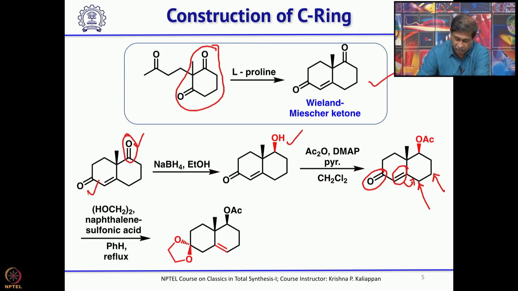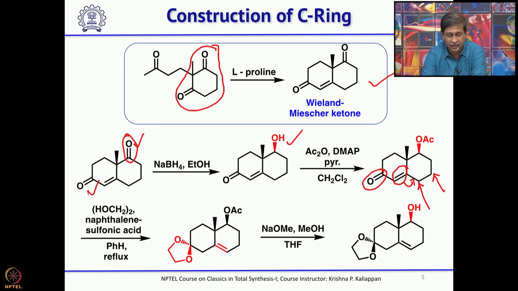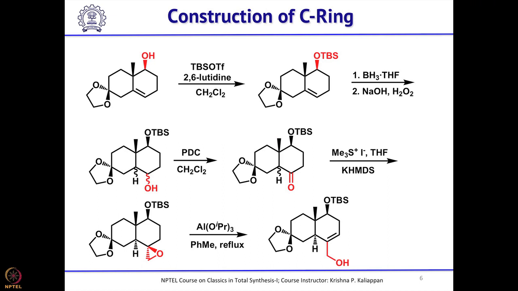How does it help? If you do hydroboration and oxidation on the double bond, you will get the hydroxyl group at this carbon. Before that you have to remove the acetate. That can be easily done by treatment with sodium ethoxide in methanol, and then you reprotect the alcohol as a TBS ether. Then, as I said, you do the hydroboration-oxidation and introduce the hydroxyl group. Now, using this hydroxyl group, you have to introduce the oxetane. The first step is obviously the oxidation of the secondary alcohol to the ketone. So now you have the ketone.